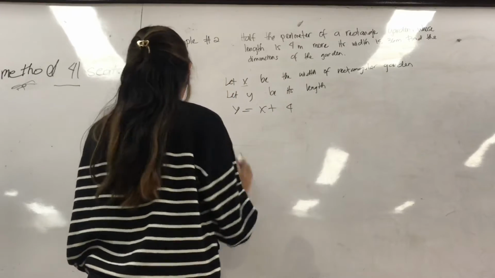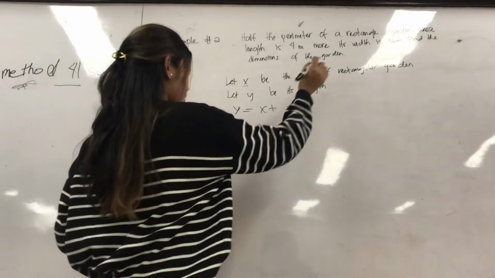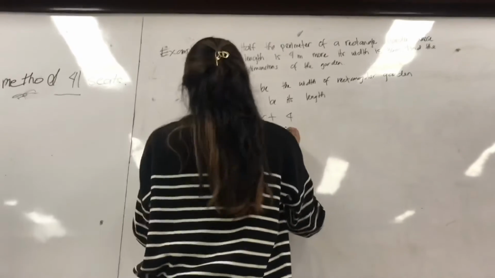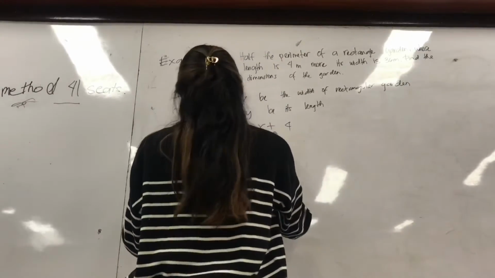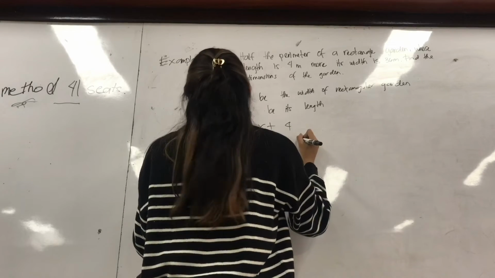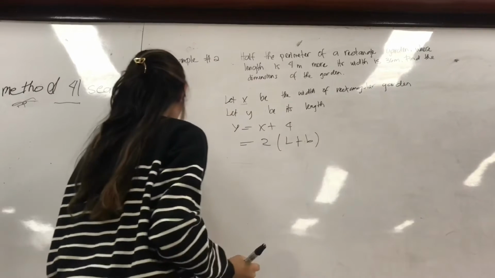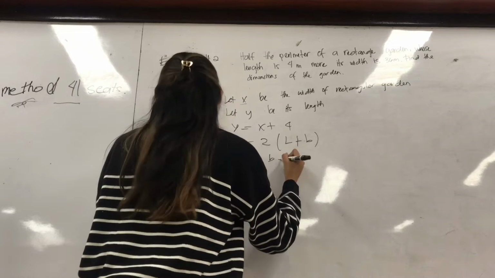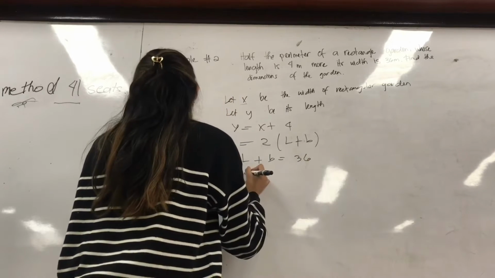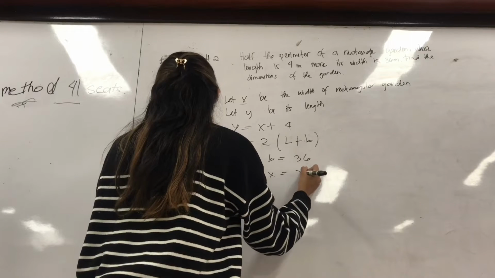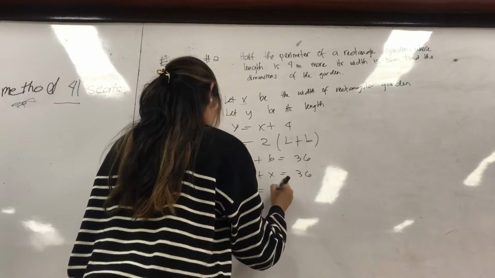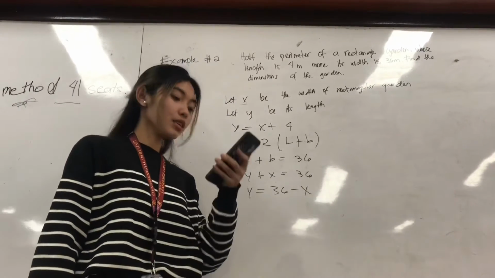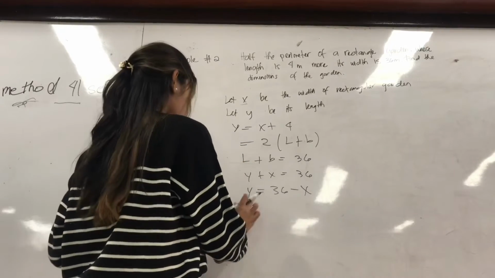And half the perimeter of the rectangular garden is 36 meters. So the perimeter of a rectangle is 2 times length plus width. So length plus width equals 36, and y plus x equals 36. So y equals 36 minus x. Now let us find the x and y intercepts to draw the graph.